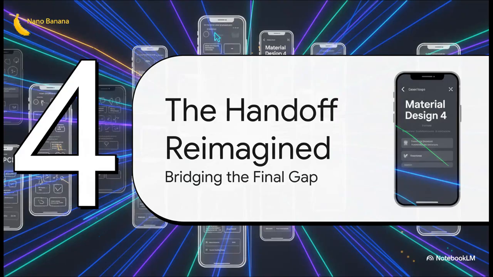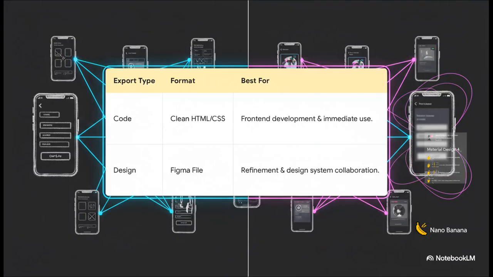So, you've just designed this incredible multi-screen app in a matter of minutes. But what about that final, crucial, and often painful step? Getting that design into the hands of developers and hooking it into professional tools like Figma. This is where Stitch 2.0 gets really smart. It doesn't lock you in. It gives you two perfect escape hatches.